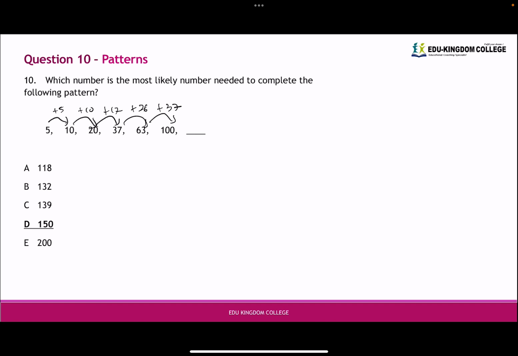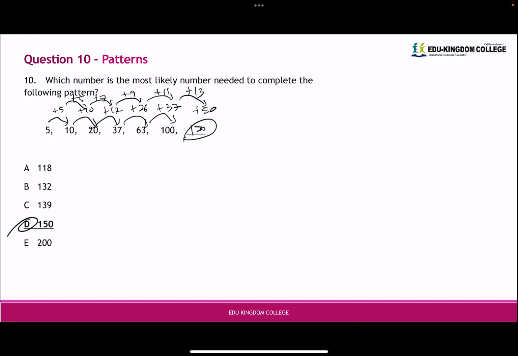Okay, so we can see we're adding more and more at a time. So we're adding 5 more here. We're adding 7 more here. We're adding 9 more here. We're adding 11 more here, which must mean we're adding 13 more on the next one. So this is plus 5, plus 10, plus 17, plus 26, plus 37. And instead of plus 37, we're going to do plus 37, plus 13. So it's going to be plus 50, which means that the last number should be 150.